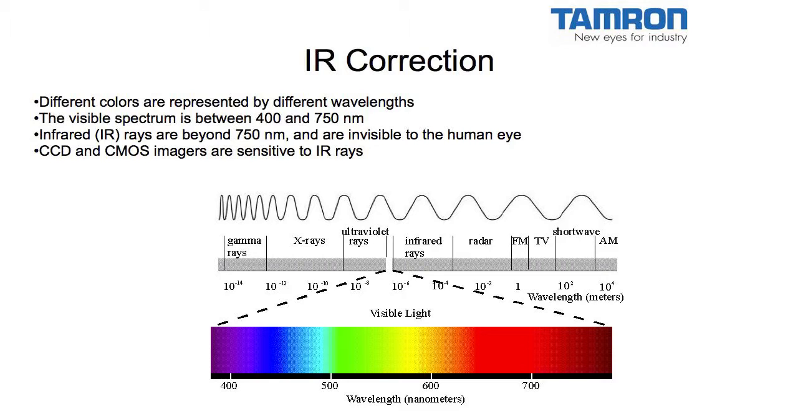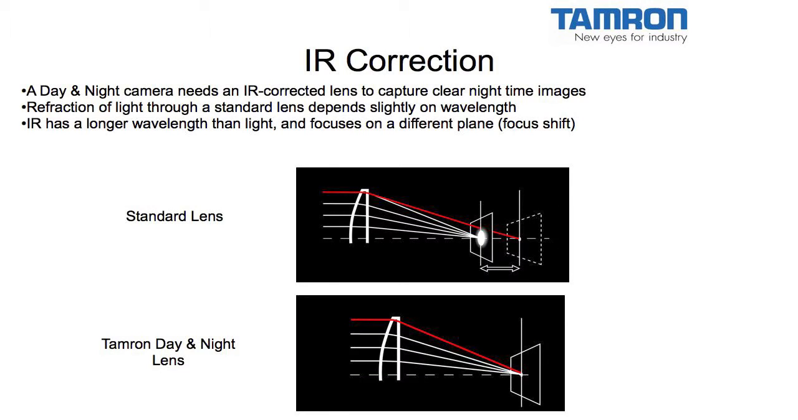Although IR rays are invisible to the human eye, most CCD and CMOS imagers are sensitive to IR rays up to about 1,000 nanometers. If you are using a day and night camera and require clear images in infrared illumination, you will need an IR-corrected lens to go with your camera.